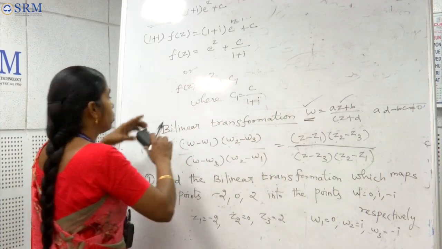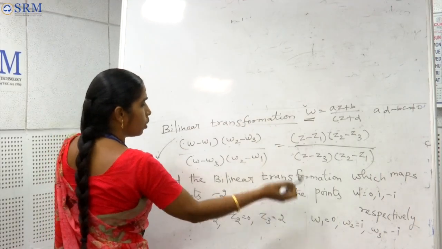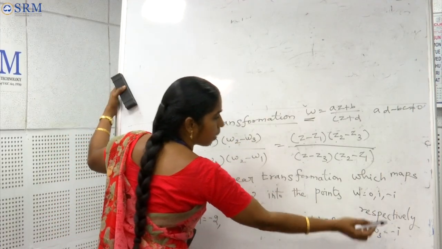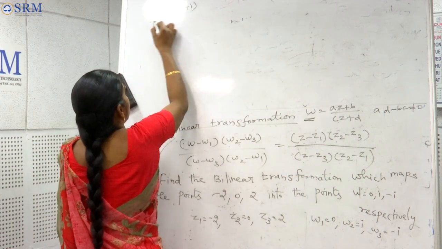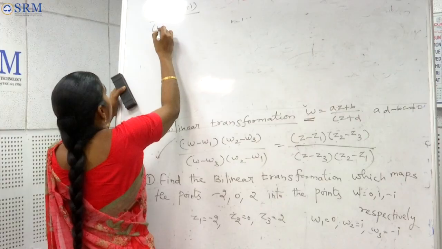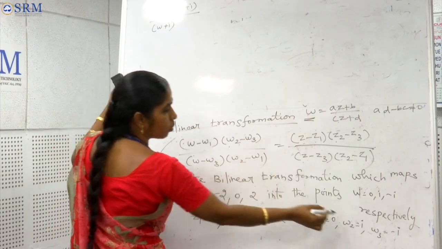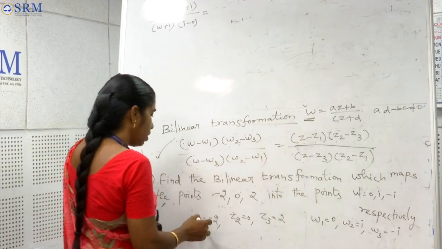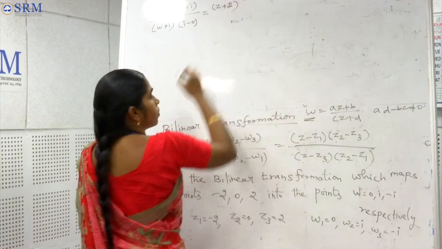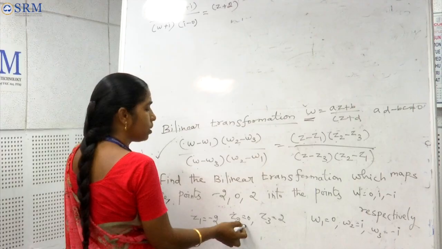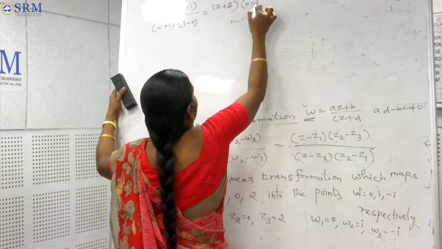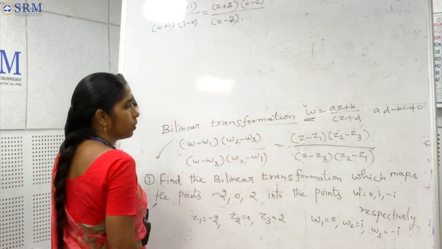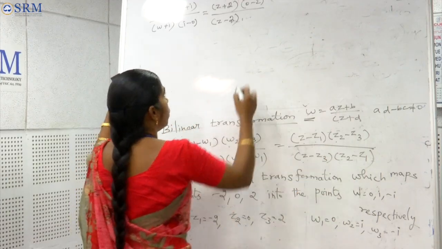I substitute in the formula. W minus W1, so W minus 0, times W2 minus W3, which is i minus (minus i), so i plus i, divided by W minus W3, so W plus i, times W2 minus W1, which is i minus 0, is equal to Z minus Z1, so Z plus 2, times Z2 minus Z3, which is 0 minus 2, divided by Z minus Z3, so Z minus 2, times Z2 minus Z1, which is 0 plus 2.